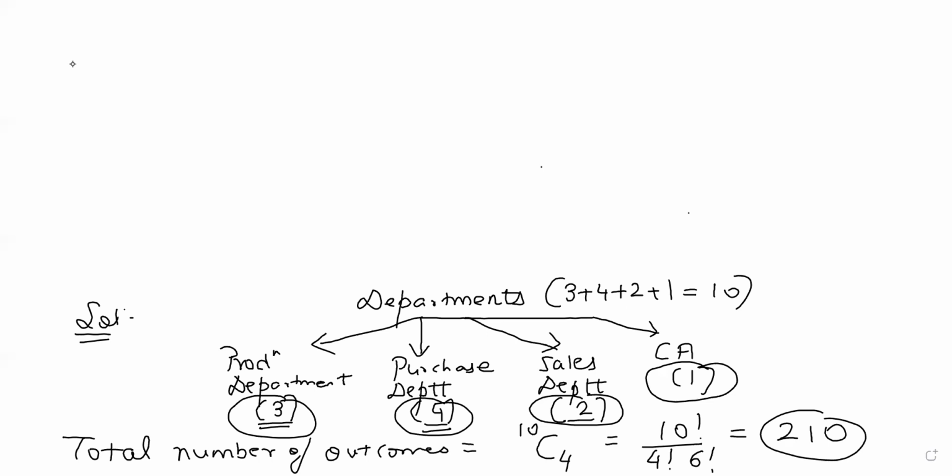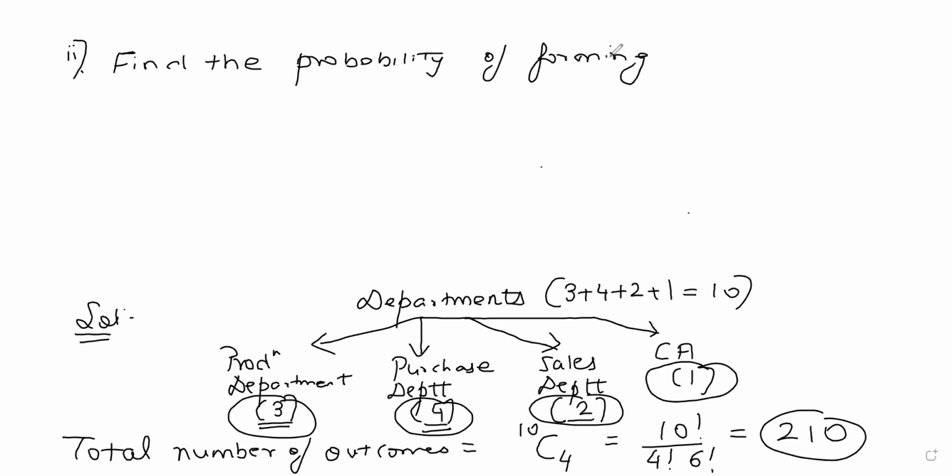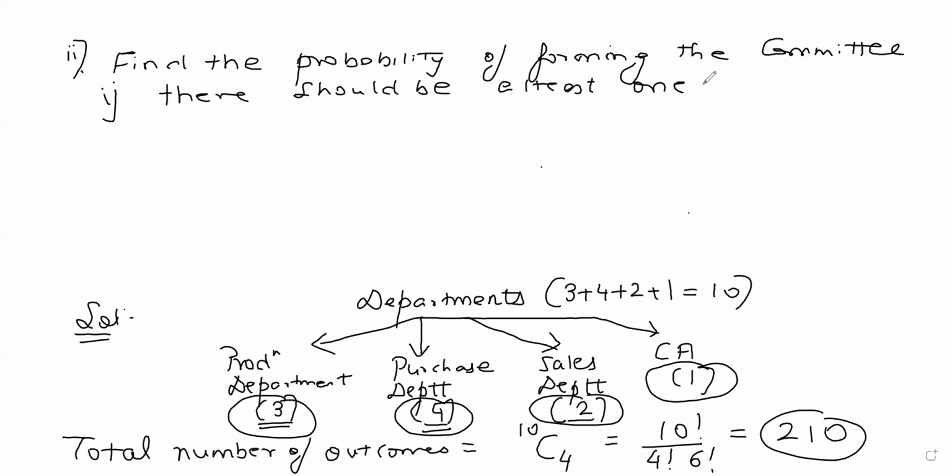So part 2 is asking us the following. Find the probability of forming the committee if there should be at least 1 from the purchase department.